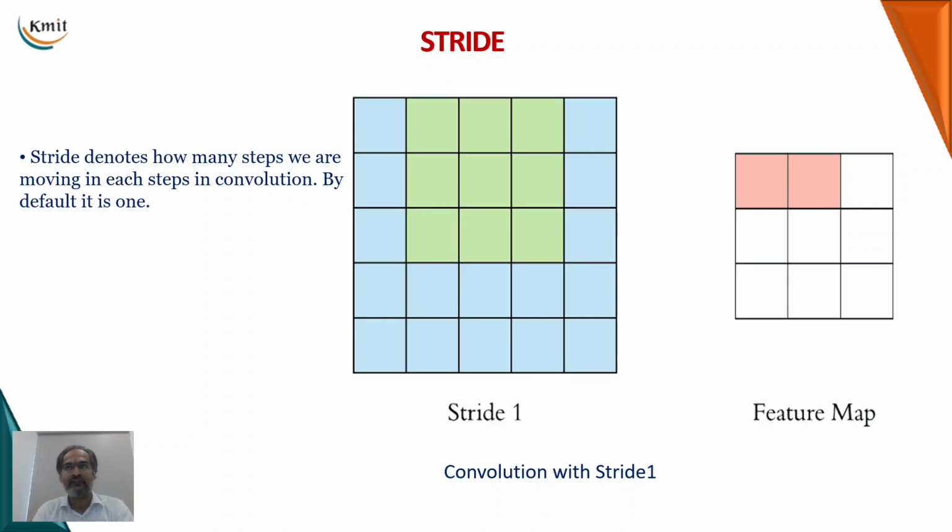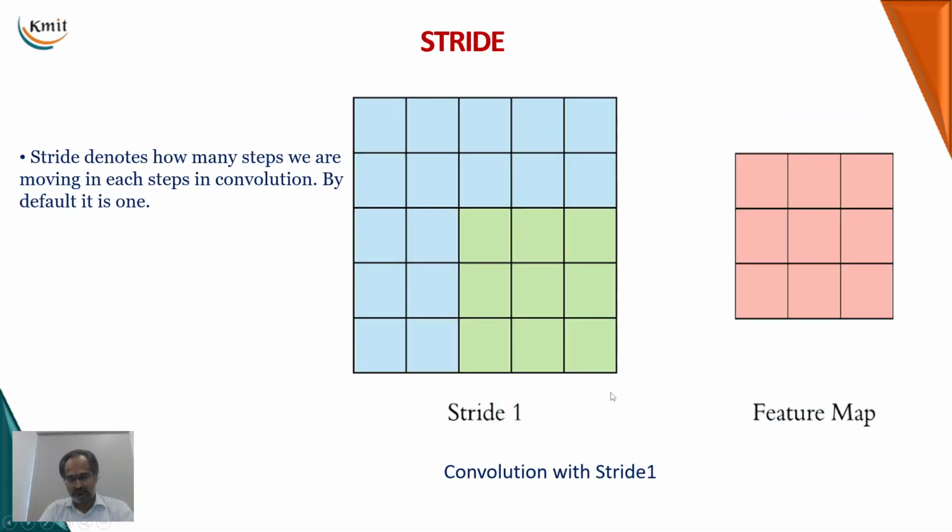Stride. What is the stride? Stride means how many pixels we are moving the kernel over the image. That is called the stride. So here this is the convolution with stride 1. If you use stride 1, then for a 5 by 5 image, the feature map generated will be 3 by 3. We gave the formula in the previous slides also.